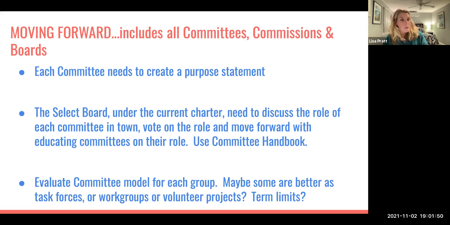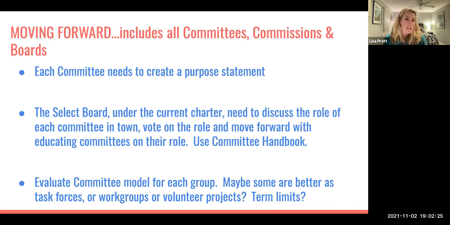Also, I think the select board under the current charter needs to discuss the role of each committee in town. We need to vote on that role and move forward with educating committees on their role. And we need to utilize the committee handbook. That also goes back to that first piece that I read: we as a select board, in my opinion, need to look at each committee and decide what its role is, if it's still effective, and if it is following our strategic plan and how we want to move our town forward.